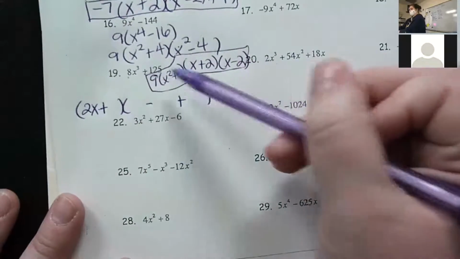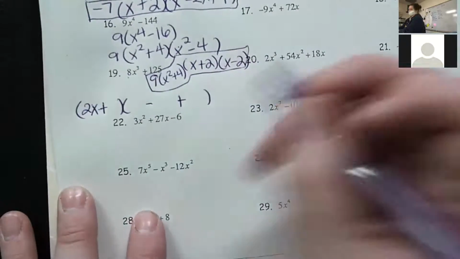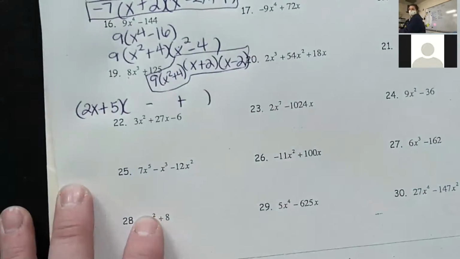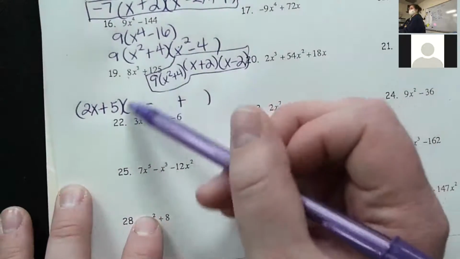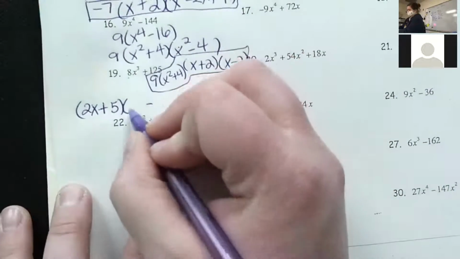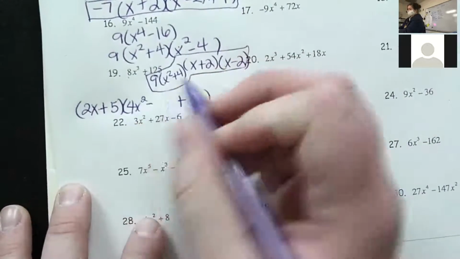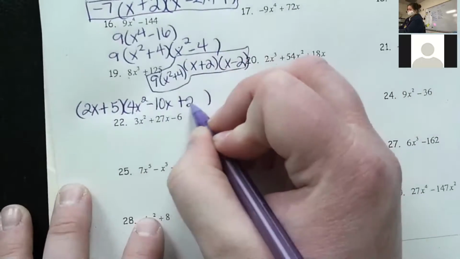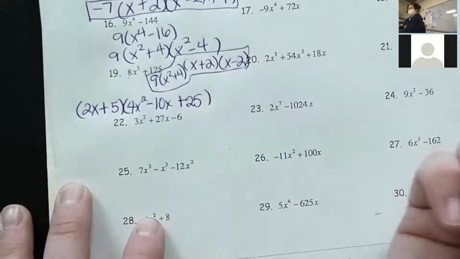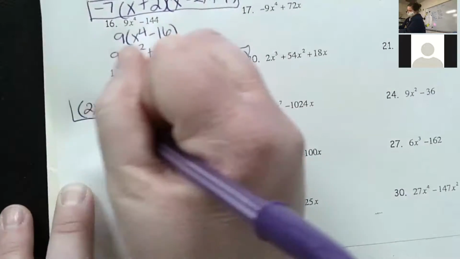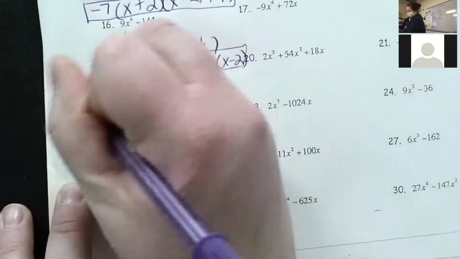Love it. How do I get to 125? 5 times 5 times 5. So that's how I get the 5. This one is that first term squared. 4x squared. Good. Middle term. 10x. Last term. 25. Remember, I don't know how to do anything with 3 terms yet. And this one doesn't have any squares or cubes. So we are good.